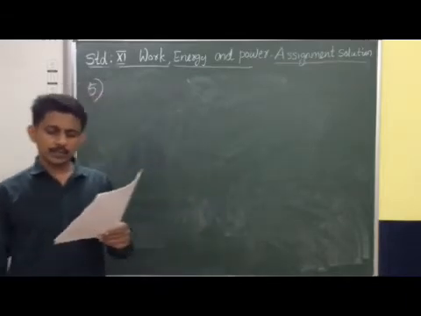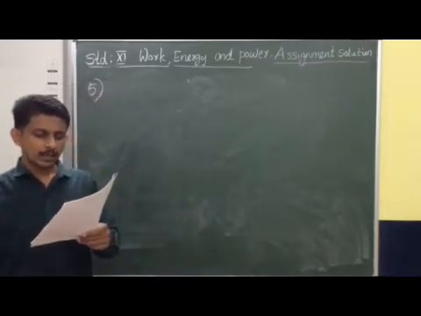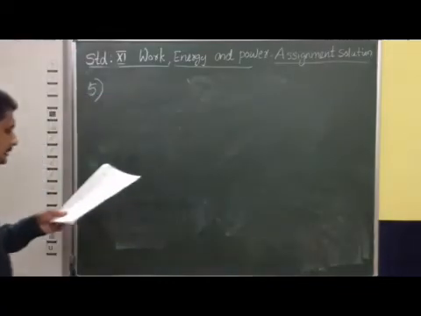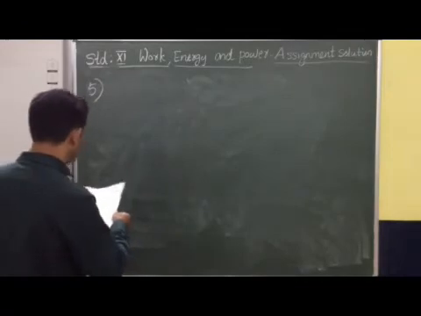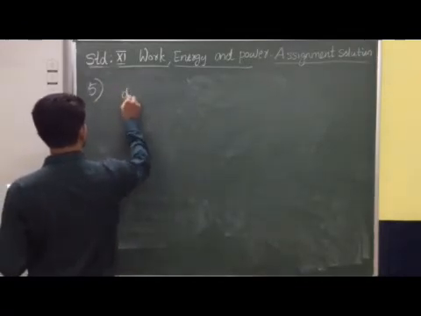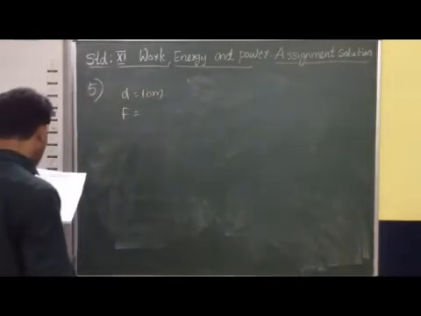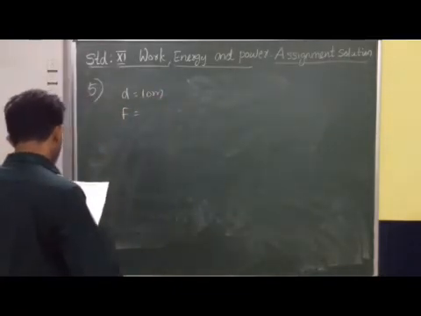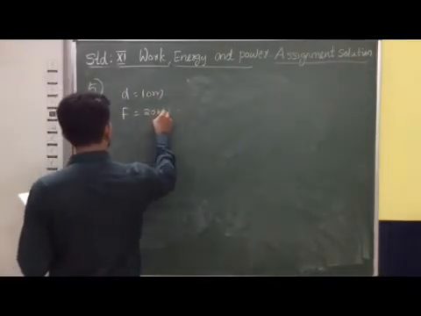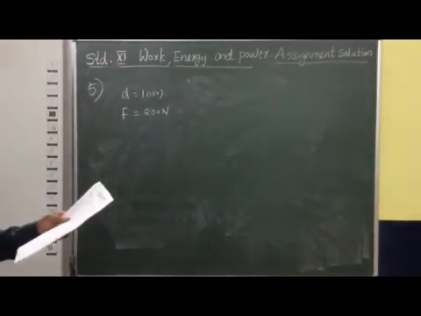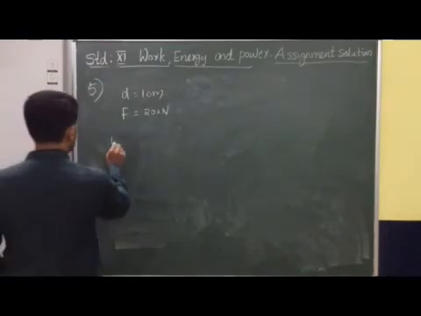So first we have to calculate how much work the road does on this cycle. You can see that the cyclist comes to a skidding stop in 10 meters. Distance is given, 10 meters. The force acting on the cycle due to the road is also given, 200 Newton. So the road is exerting a force of 200 Newton. So work done we have to calculate.